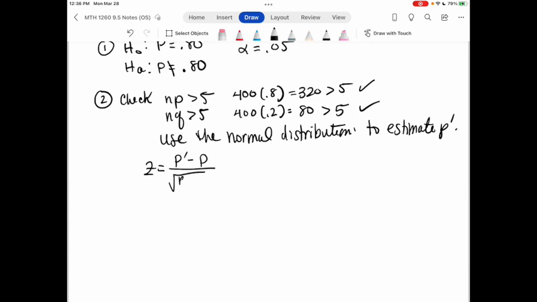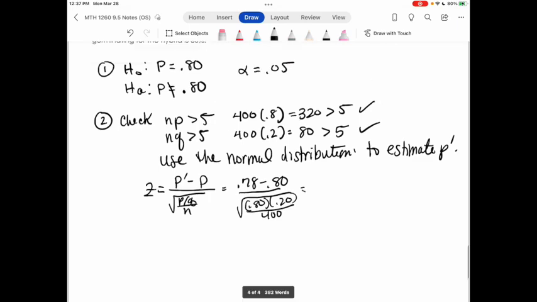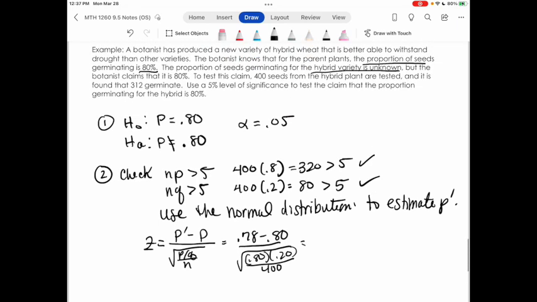So to find our test statistic, we use p prime minus p over the square root of p times q over n. So we're going to put in 0.78 minus 0.8 over the square root of 0.8 times 0.2, all over the sample size, which is 400.